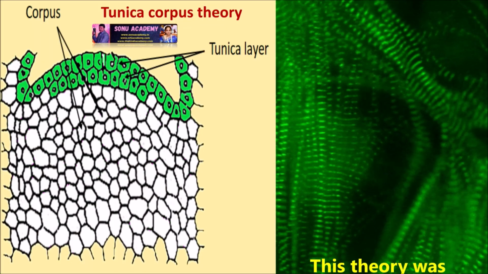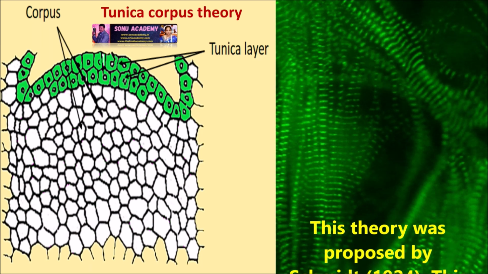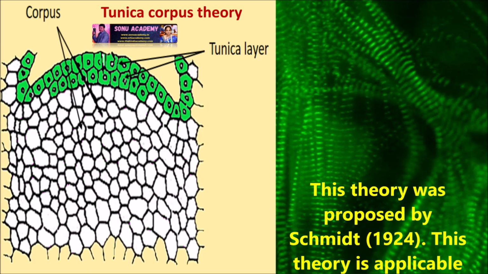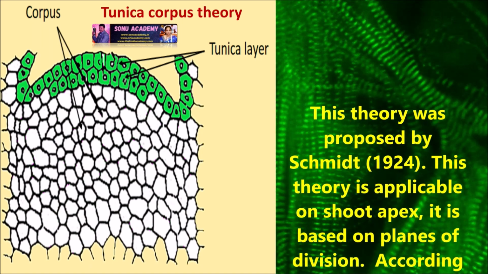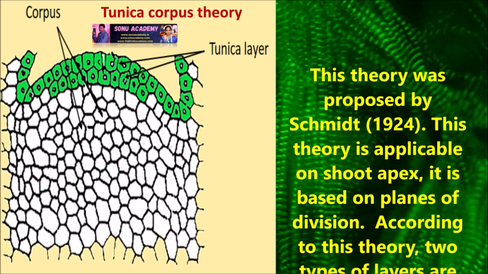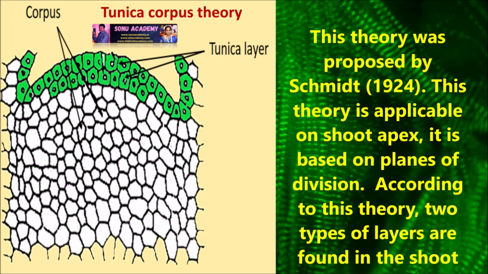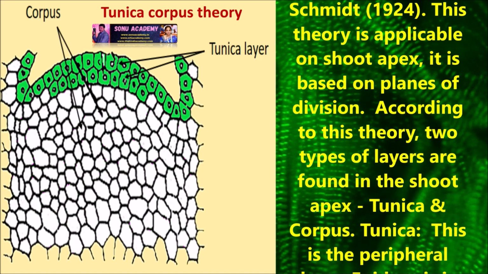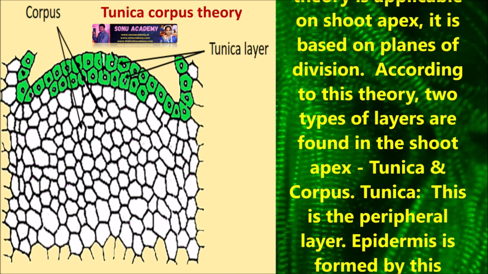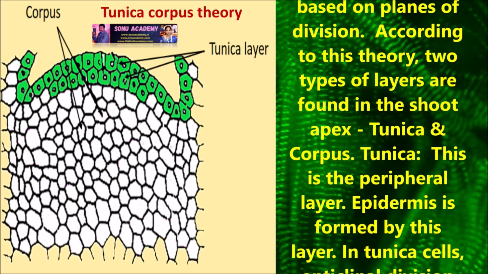Now let us discuss the Tunica Corpus theory. This theory was proposed by Schmidt in 1924. This theory is applicable to shoot apices. It is based on planes of division. According to this theory, two types of layers are found in shoot apices. One is tunica and the second one is corpus.